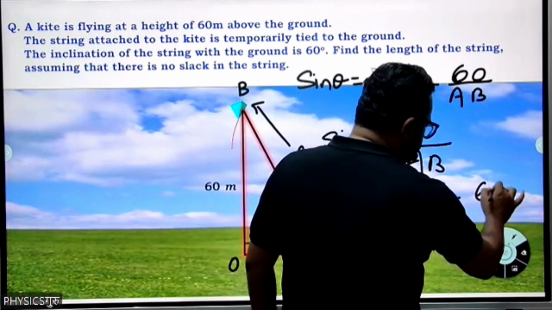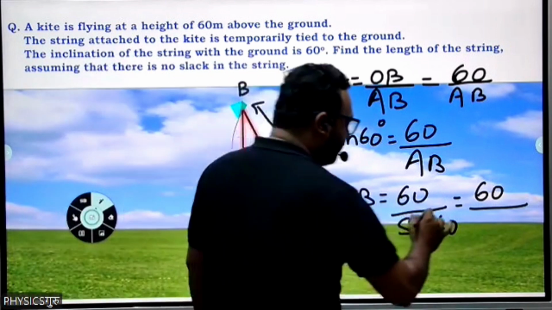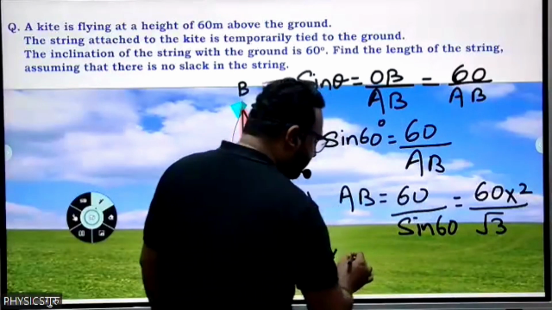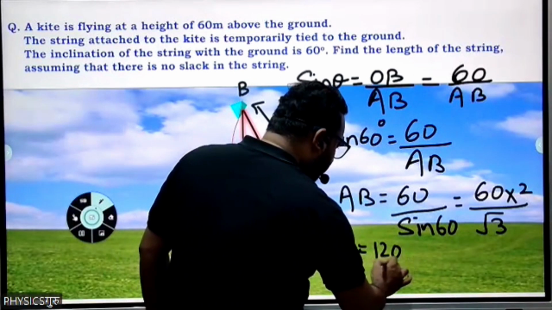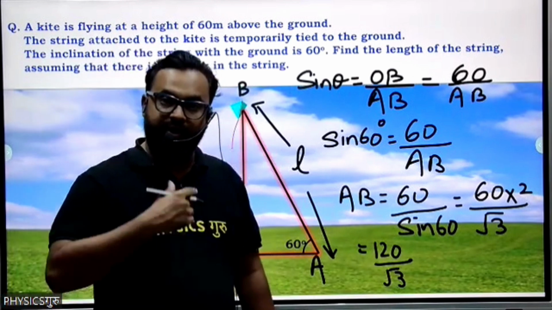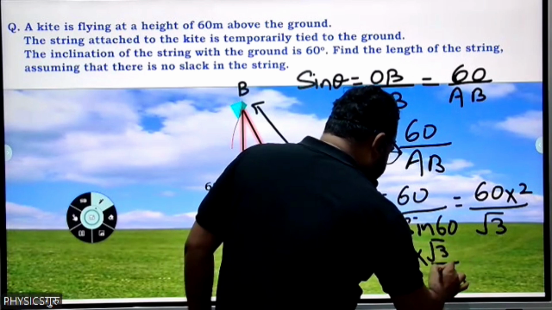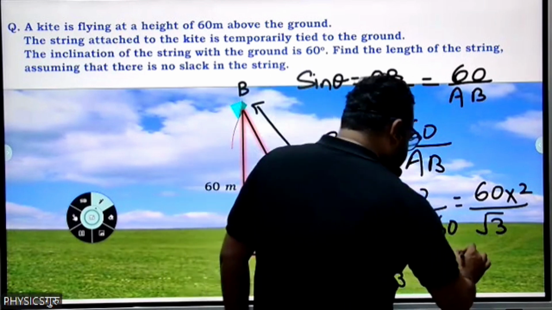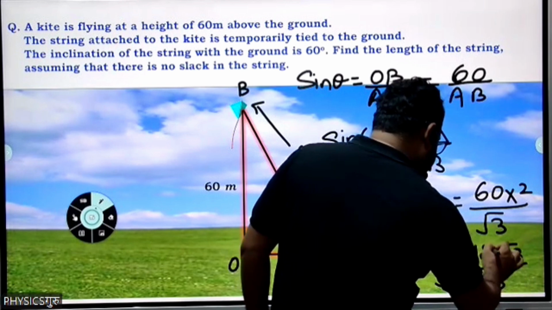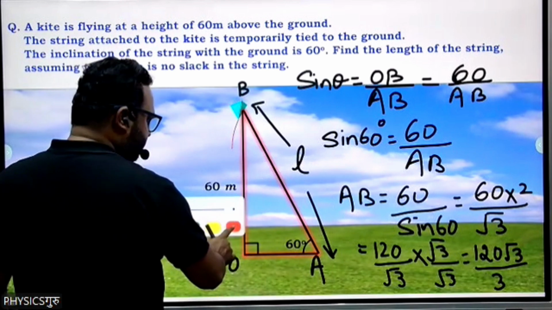So 60 over sine 60. What is the value of sine 60? Sine 60 is root 3 over 2. So it is nothing but 120 over root 3. Now we'll do rationalization. We need to multiply root 3 in the numerator as well as in the denominator. So root 3 over root 3. So it is nothing but 120 root 3 over 3. So it is 40 root 3. So the required length is 40 root 3.